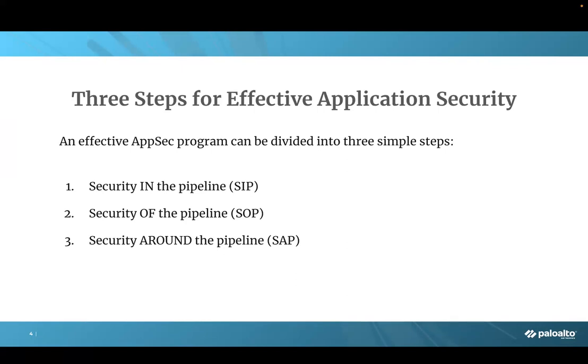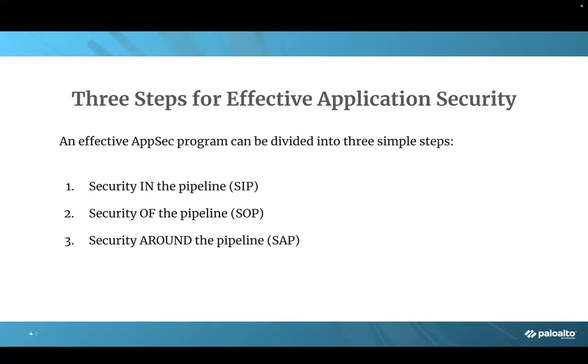So we need to maintain the engineering velocity. We should not be bombarding the engineers with a lot of information. We need to give them precise information: what and where the issue is and what needs to be fixed, right? That way they can quickly apply those patches or remediations, push the code, and have their application secure. So there are 3 steps for effective application security. It's SIP, SOAP, and SAP. So it's security in the pipeline, security of the pipeline, and security around the pipeline, right?